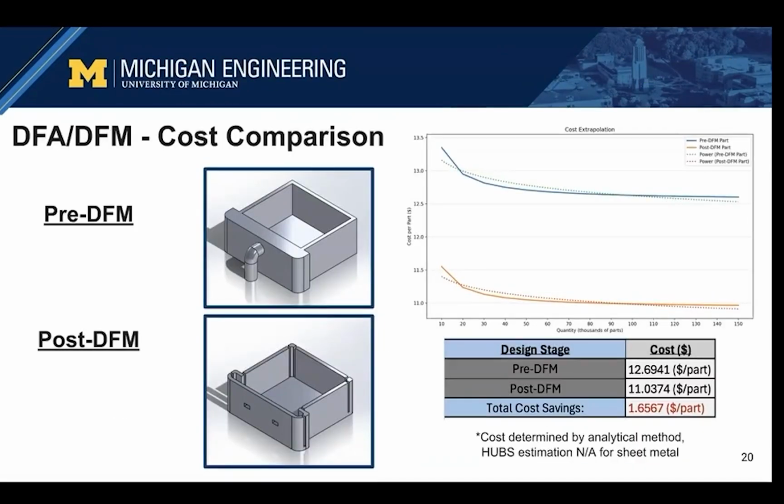Here's a deeper dive into the cost comparison between the two designs. The pre-DFM design cost was about $12.69 per part, while the post-DFM design dropped to about $11.04 per part. That gave us a total cost savings of about $1.66 per part. The graph also shows how production volume affects cost. As quantity increases, the cost per part decreases because fixed costs like tooling and setup are spread across more parts. Even at higher volumes, the post-DFM design stays lower than the pre-DFM design, showing that our design improvements consistently reduced the cost and made the part more efficient to manufacture.